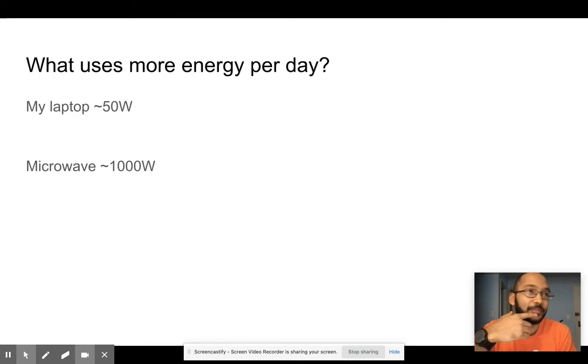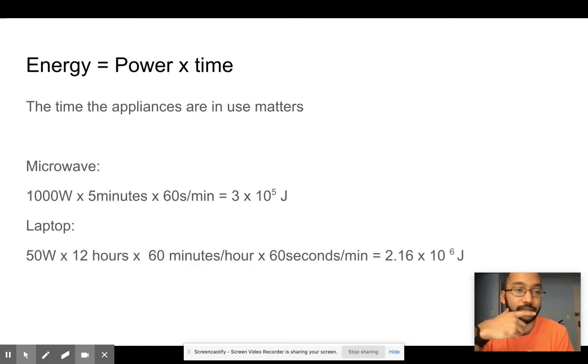I guess think of it like a wage. If you are being paid, let's say, $10 or $15 per hour, you don't know how much money you'll have over a certain amount of time unless you know the hours worked. So power is like that rate of energy usage. So you need to know the other time component to figure out the total change in energy. So I worked out the math for you. I use my microwave roughly for 5 minutes.